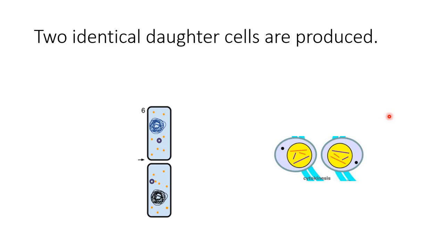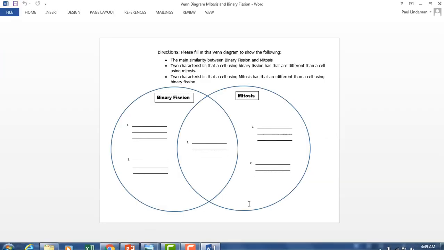So if you've not, make sure you go ahead and complete this now and tell me two ways that binary fission is different than mitosis. Tell me two ways that mitosis is different than binary fission, and tell me one way that they are similar. If you have any further questions, see your science teacher.